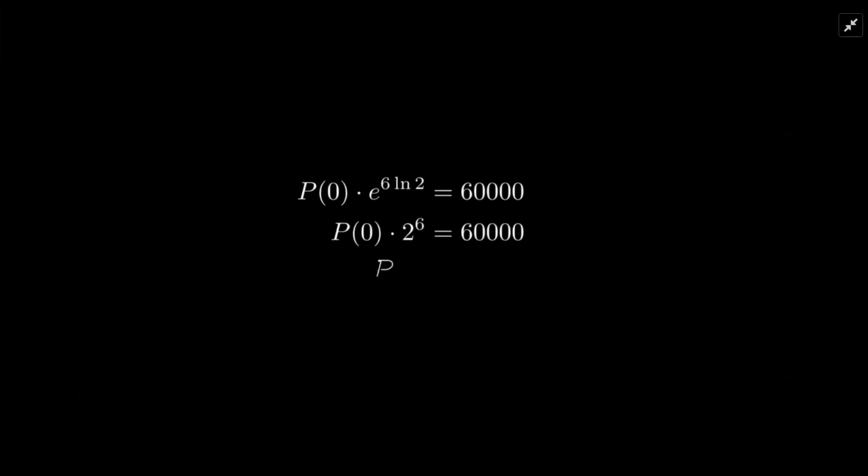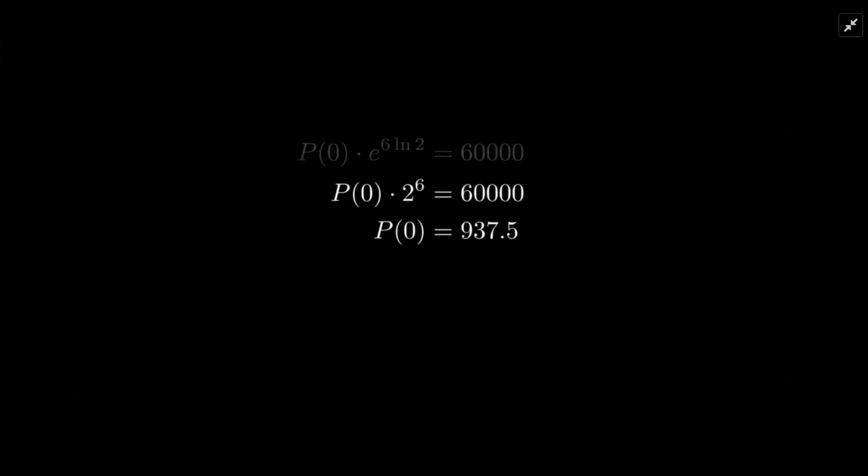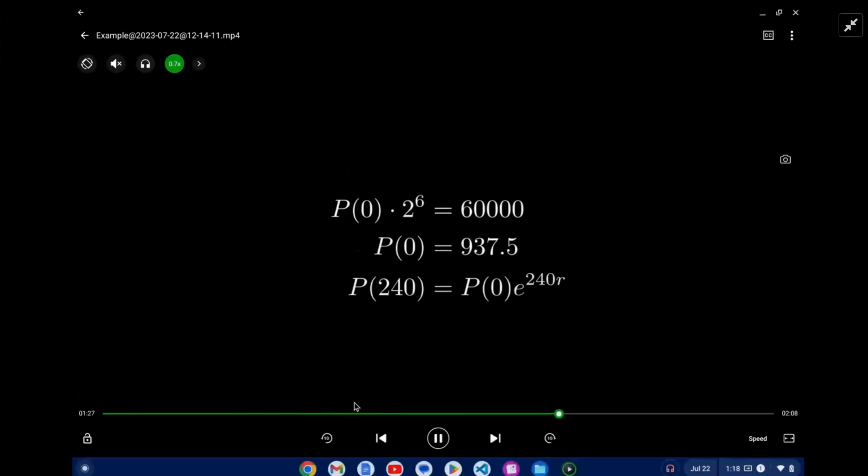You divide that, and something curious happens here. We have an initial population of 937.5. So that 0.5 says there's a half a bacterium. So it's not sure if these given numbers are even possible. But anyway, this is math, not biology.